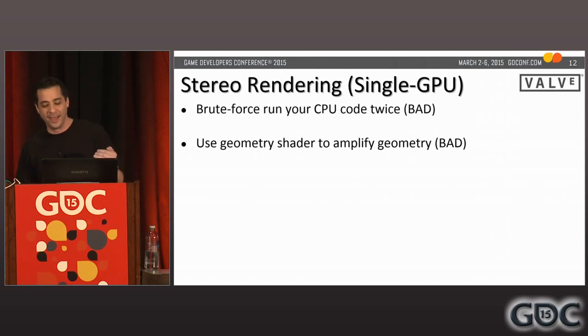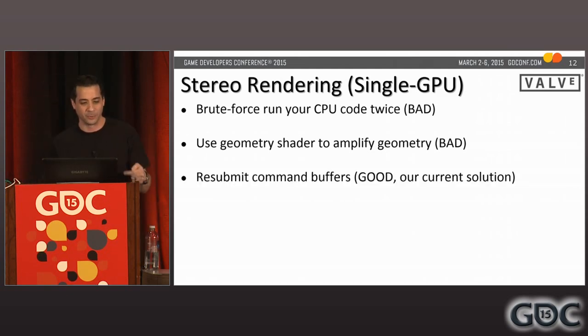So, let me compare it to the next thing, which is resubmitting command lists, right? So in D3D11, we build up our entire left eye's worth of command lists. And when we go to render, we update our global constant buffer that has all of our transforms in it with our left eye transforms, and we submit all those command buffers. Then we go back and update that constant buffer again with all your right eye transforms and resubmit all those command buffers again. Okay? This is what we're currently doing.